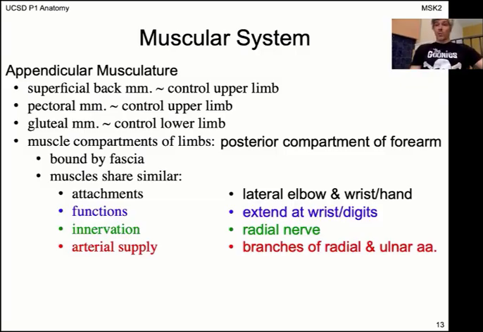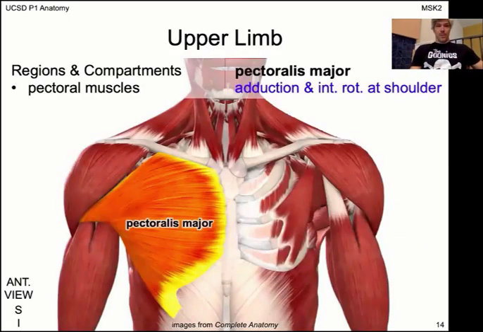And what we're going to do for this course is, for each muscle compartment, we're going to take basically one muscle as an example, occasionally two, as a representative of that group. Okay? So starting with the pectoral region, and again, the pectoral muscles control the upper limb, even though they go from the axial skeleton, they're going out to the humerus. And our example here is the famous pectoralis major, this big muscle up front on the chest.